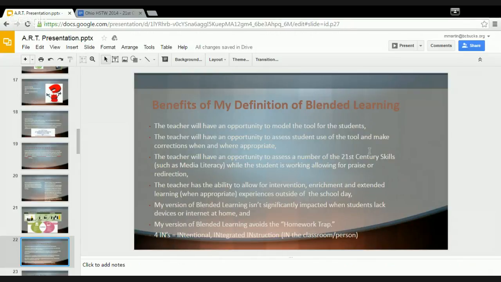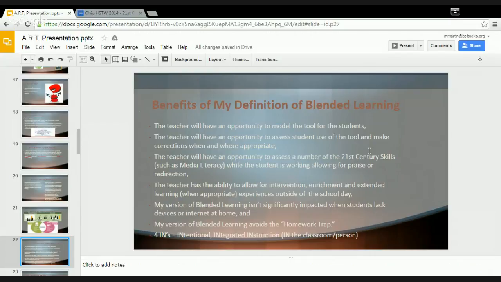So here's some benefits to my view of blended learning. If the students are using the device and the tool with you in your classroom every day, teachers have an opportunity to model that tool for those students, first of all. They have an opportunity to assess the students' use of the tool and make corrections when and where appropriate. The teacher has an opportunity to assess a number of the 21st century skills, such as media literacy, while students are working. And the teacher has the ability to allow for intervention, enrichment, and extended learning when appropriate outside of the school day.